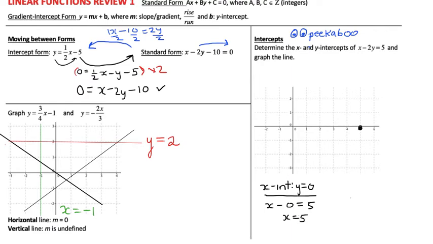Okay, if we want the y-intercept, perhaps you remember that the x value is always 0. And so what we're going to do is make x 0. And then here what we want to do is just divide by -2 on both sides, and we end up with 5 over -2, I'm going to put it as a decimal, it's easier for graphing. So the y-intercept is -2.5.